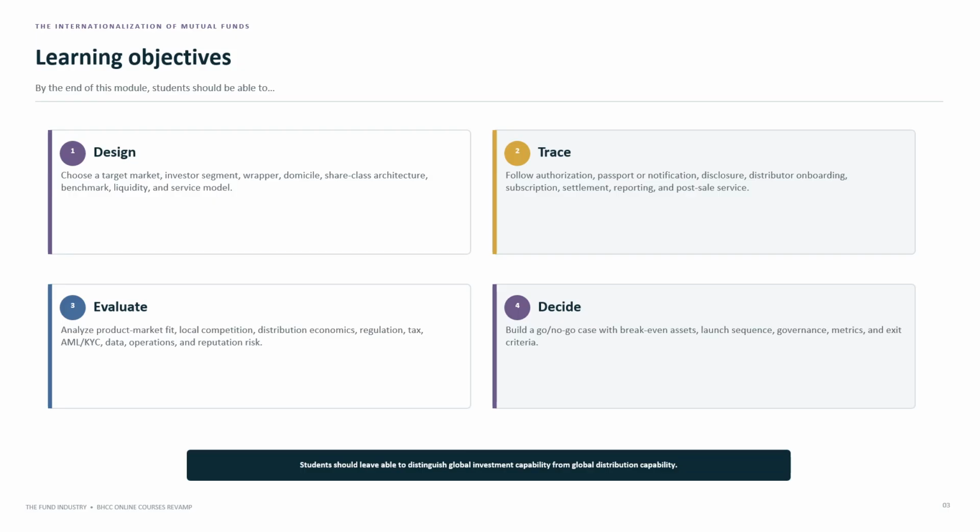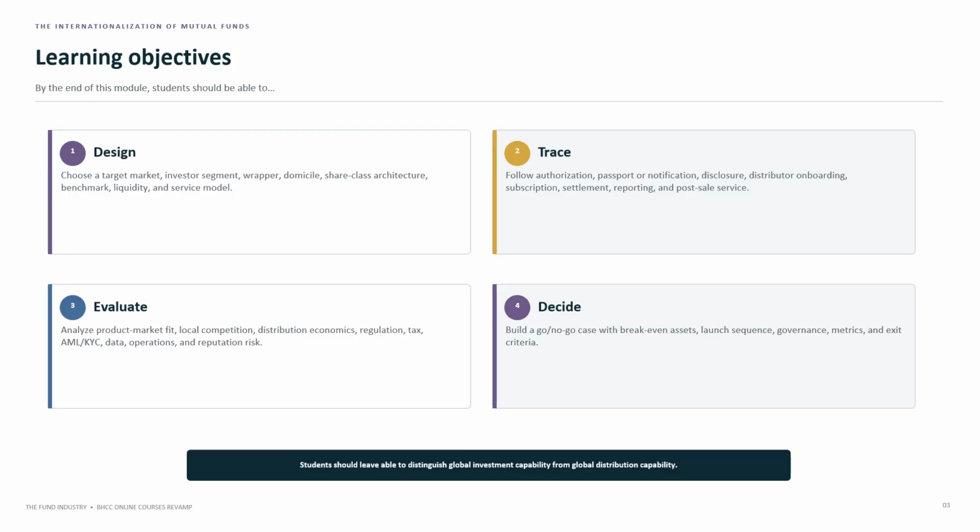This chapter develops four practical abilities. First, design. You should be able to choose a target market, investor segment, wrapper, domicile, mandate, share class architecture, benchmark, liquidity terms, and service model that fit together. Second, trace. You should be able to follow the product from authorization through passporting or notification, disclosure, distributor onboarding, subscription, settlement, reporting, complaints, and ongoing client service.